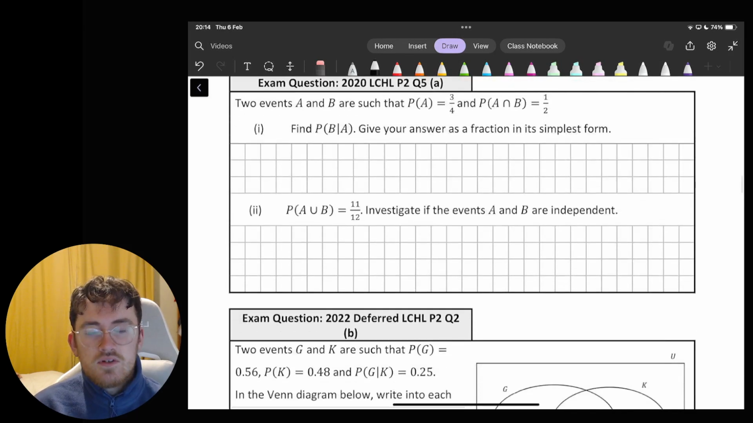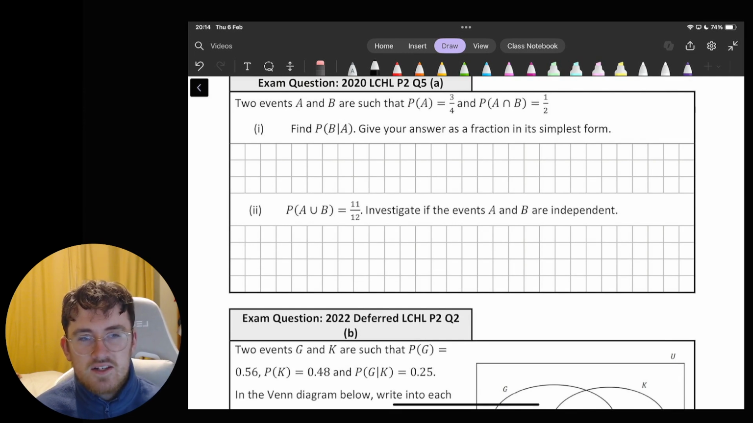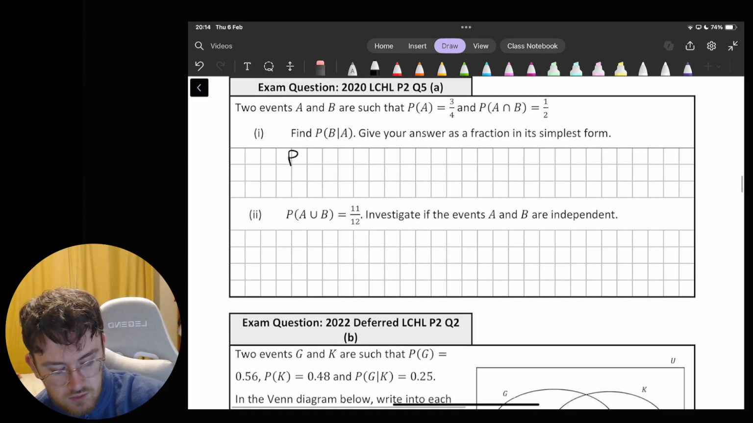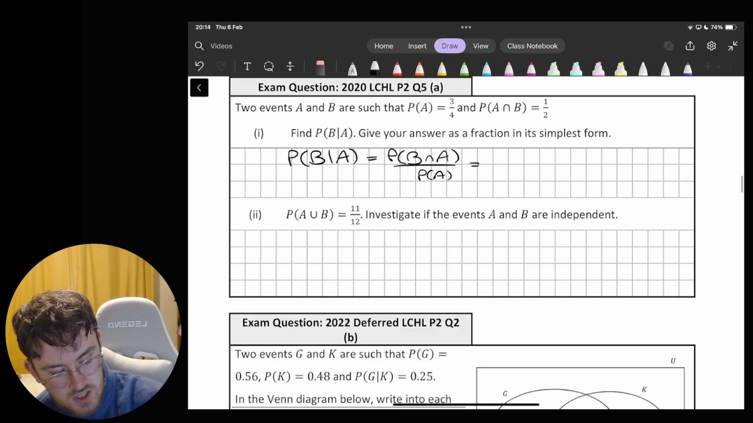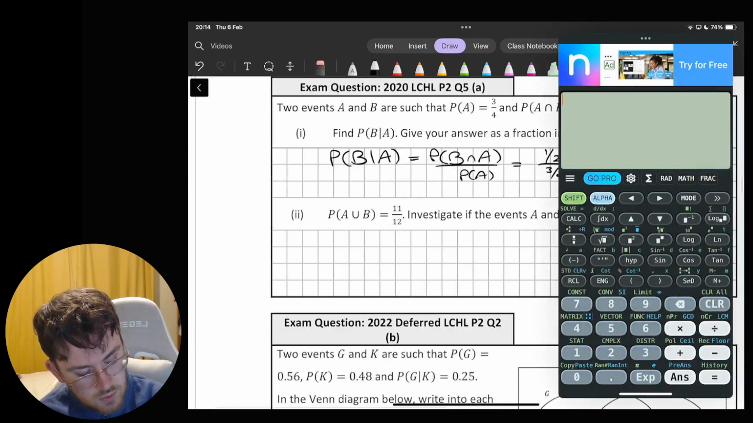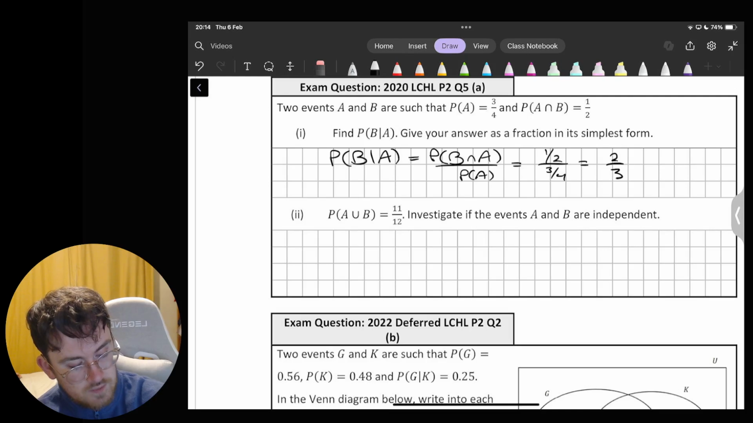We look at the next one, so we're just going to keep moving. Two events A and B are such that probability of A is this, A intersection B is this. Find the probability of B given A. So we would need to remember a little rule here for that. The probability of B given A is both over A, which is a half over 3/4 here. And again, we could do that on our calculator. We don't even have to use function notation. We remember that a fraction just represents division. That gives me 2/3 here.